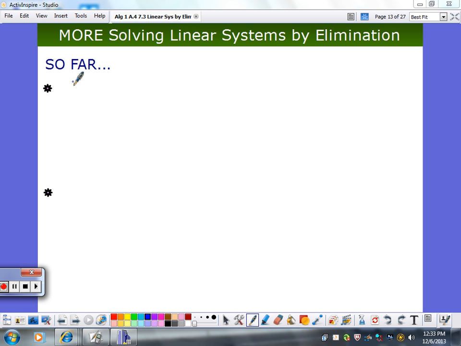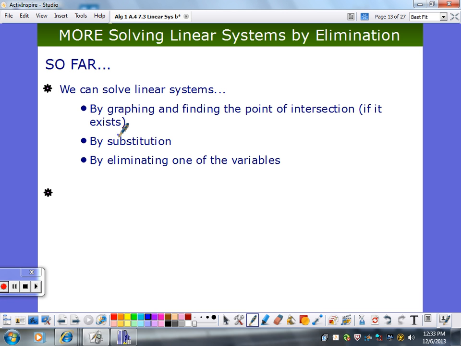Okay, so far what do we know about linear systems? We know we can solve them by graphing and looking for that point of intersection, if there is one. And that would be the solution to the linear system. That's always the solution to the linear system. You know, the x and the y that make both of them true, where the two lines, if you graph them, where they intersect. So one way to do that is to graph.